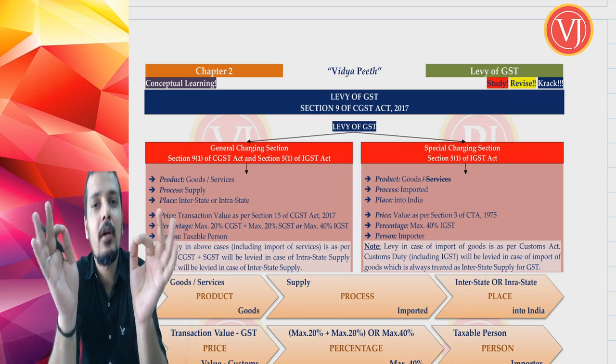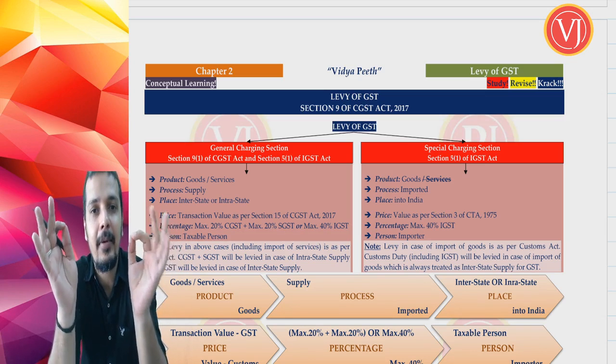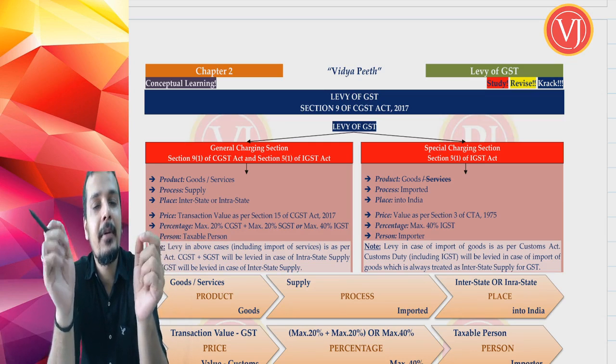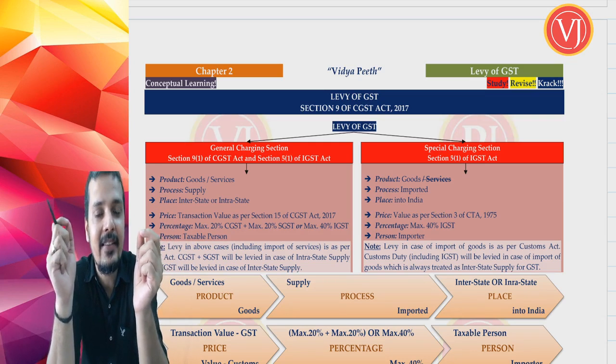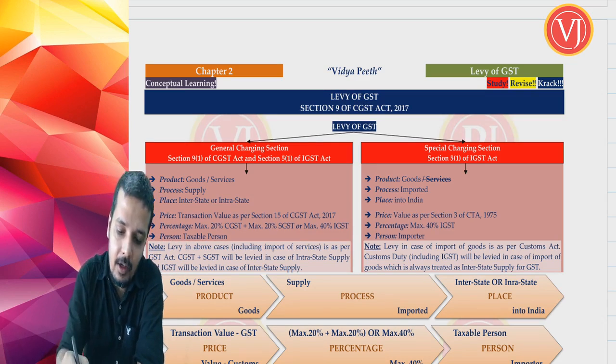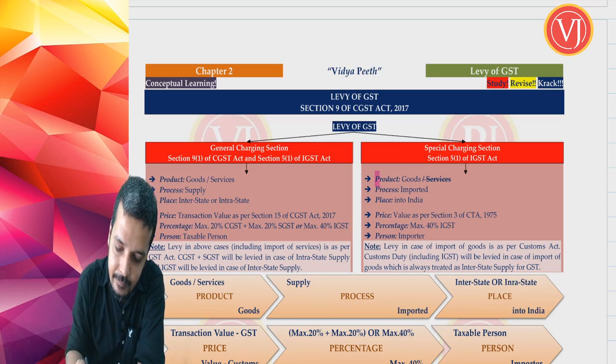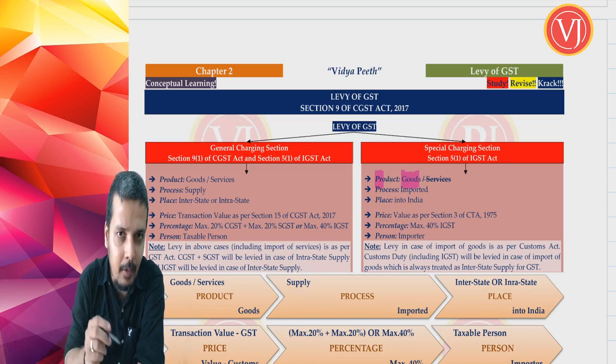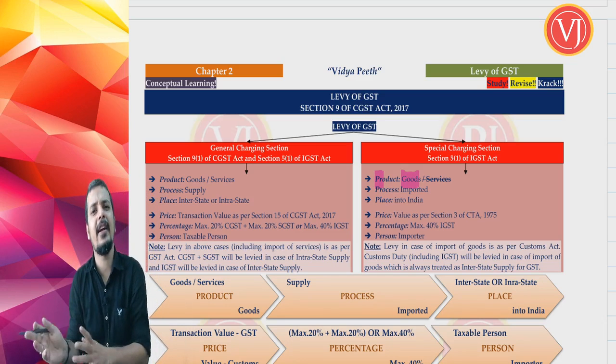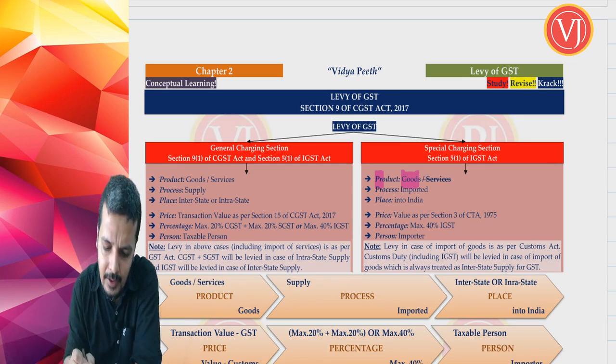And my friends, import of goods is always interstate supply. And interstate supply will be discussed only in the IGST Act. So when you talk about that particular point, the product there is only goods. We are not talking about services. Import of services is also covered by the IGST Act, but under the normal provision itself.